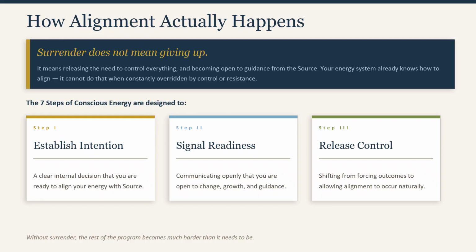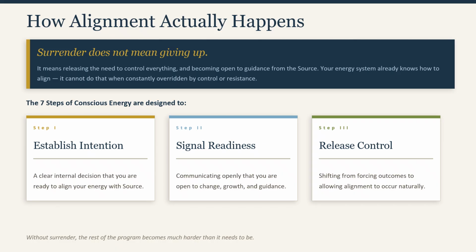Now let's talk about how alignment actually happens, because this is where the approach in this program is different from what most people are used to. Alignment is not something you force. It is not something you think your way into. It is not something you control through effort alone. Alignment happens through a process called surrender. Surrender in this context does not mean giving up. It means releasing the need to control everything and becoming open to guidance from the source.